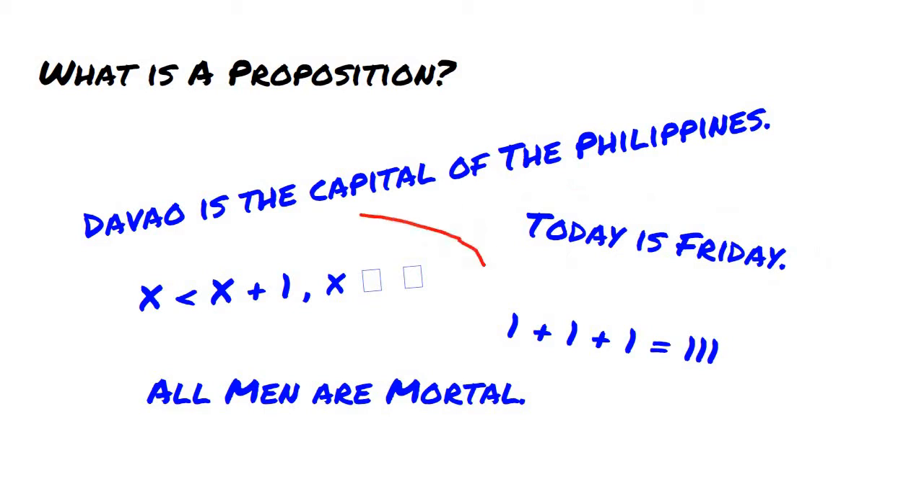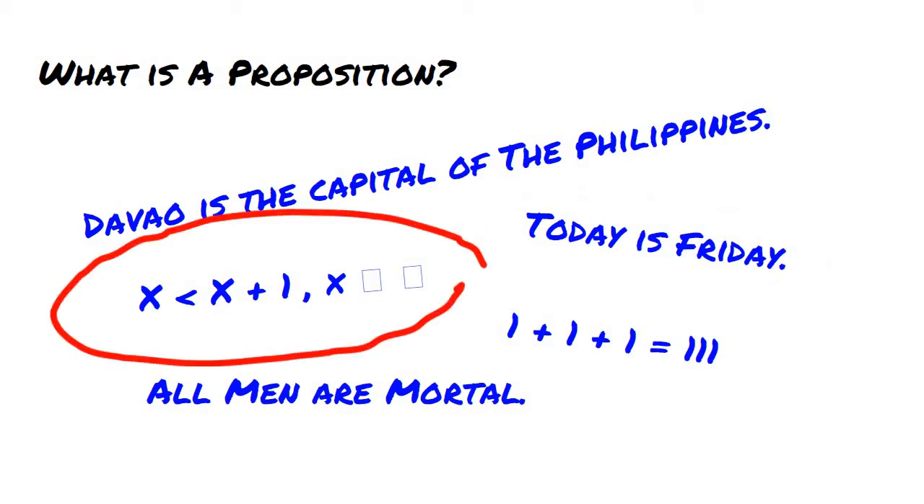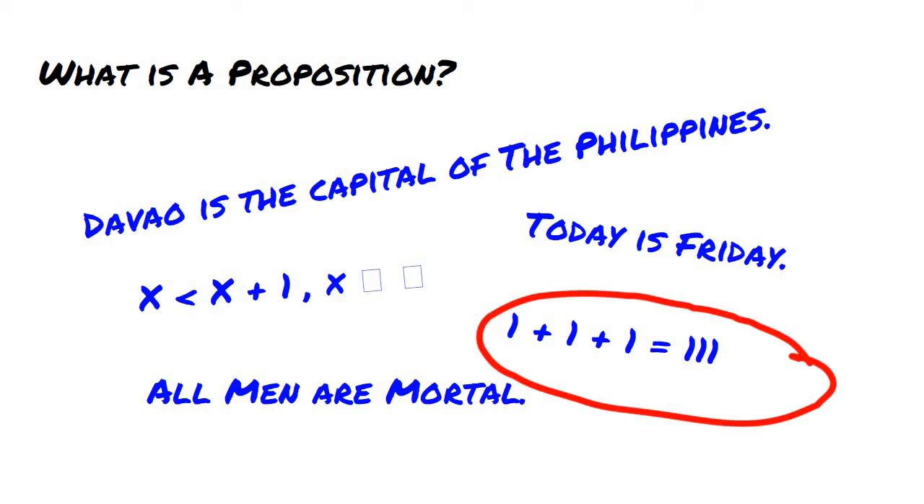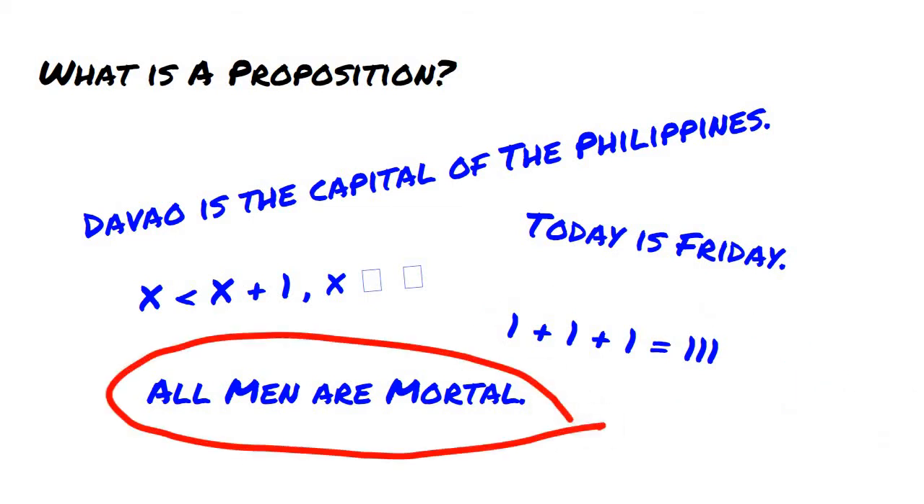Third statement, which is x is less than x plus 1, where x is an element of, say, the integer set, then it is true. And we have 1 plus 1 plus 1 is equals to 111. We have a statement that is false. And finally, we have a statement, all men are mortal, statement which is true.